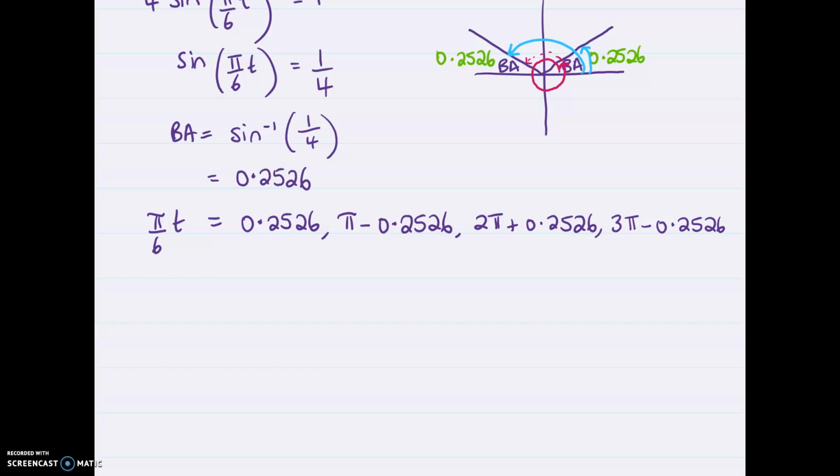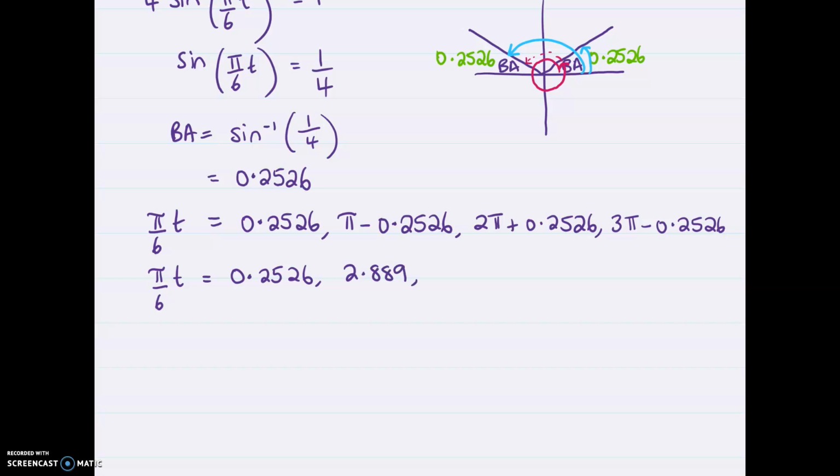So on my next line, I'm not going to do anything on the left. Let's keep this as pi on 6t. The first answer is okay. Don't need to simplify that. But these next ones, as I said, this is going to be your pi value on your calculator. 3.14 minus 0.2526 gives you 2.889. This is to 4 decimal places.